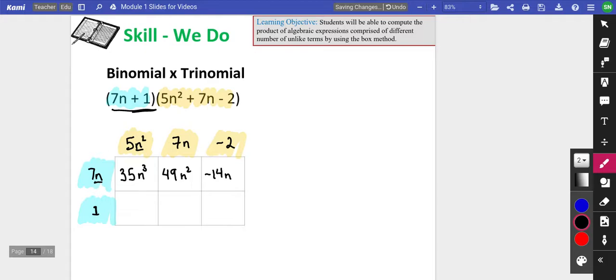We repeat the same thing for the next row. If you notice, there is a 1 on the bottom row, which means we multiply everything times 1. Anything multiplied times 1 is the same thing. 5n squared. 7n times 1 is 7n. Negative 2 times 1 is negative 2.